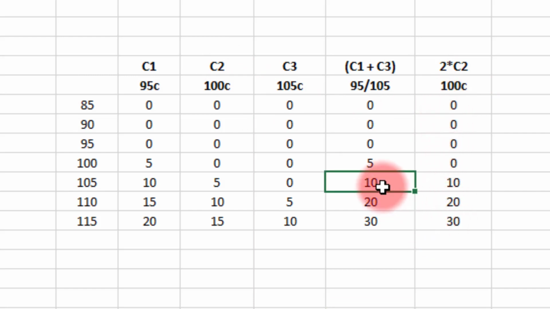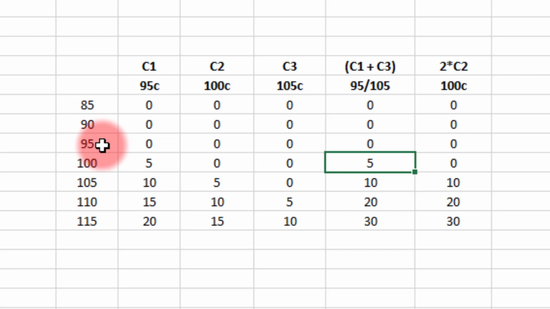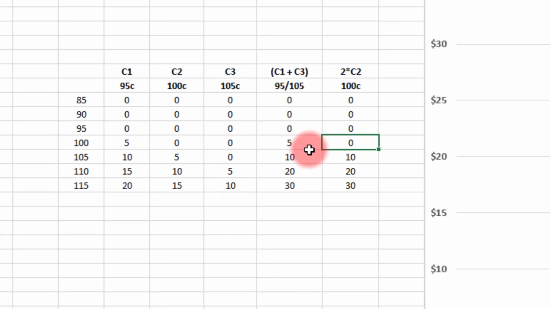So notice that they're equal for all of these stock prices at 105 or higher. But if the stock climbs above the 95 strike, that's this lower one, for trader number 1, it starts to gain value. Well, this guy has no value, and this is really the trick.